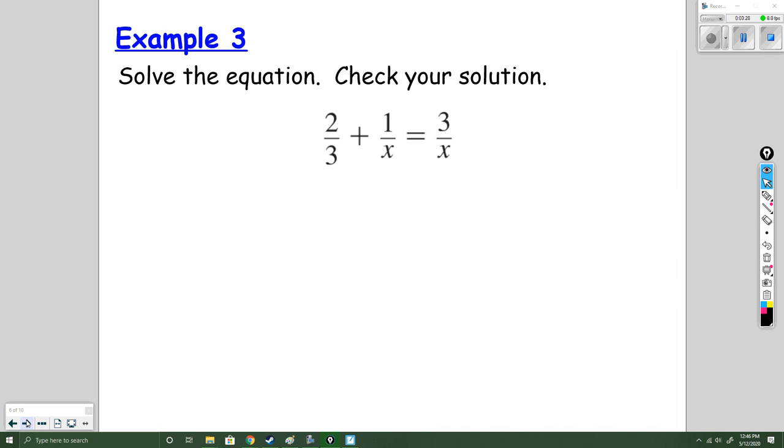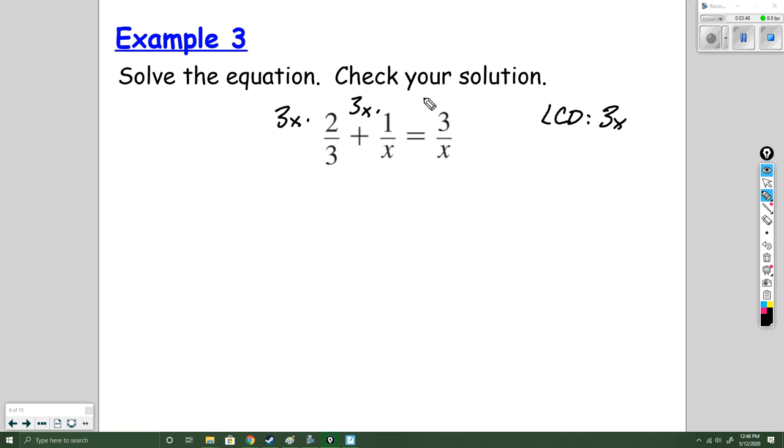All right. So in example 3 here, first we want to find the LCD, and I'm just going to write that off to the side. We have x, and then we have 3. So the LCD in this case would be 3x. So now we're just going to multiply 3x times each one of these.